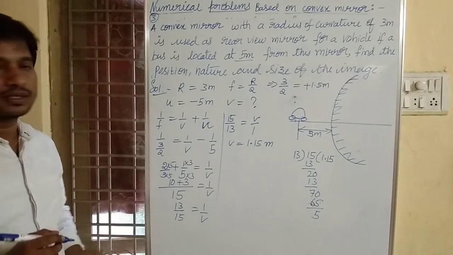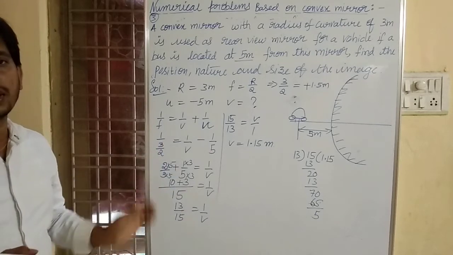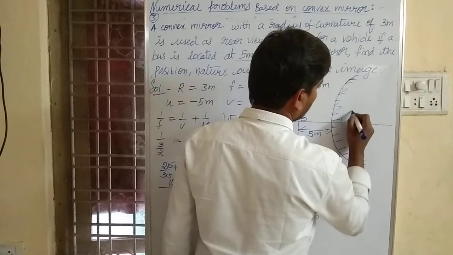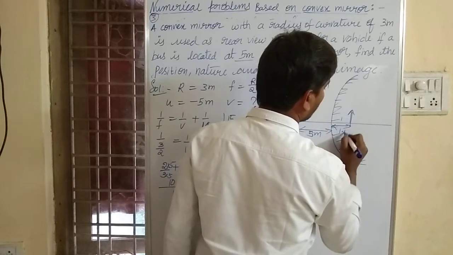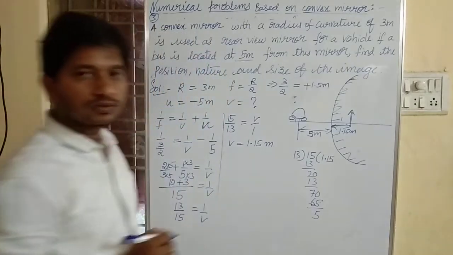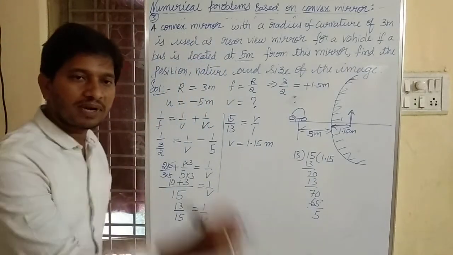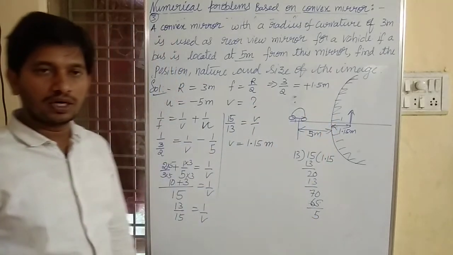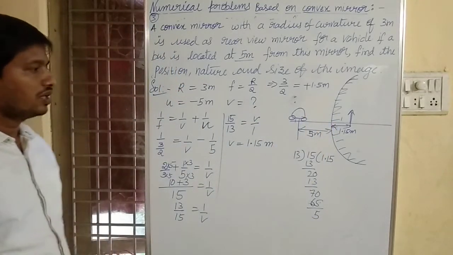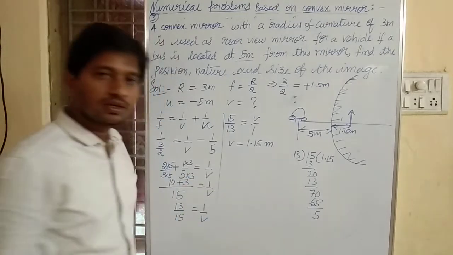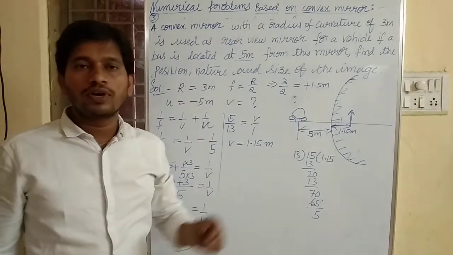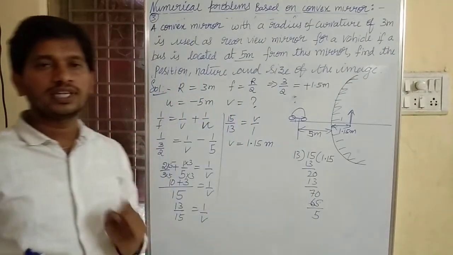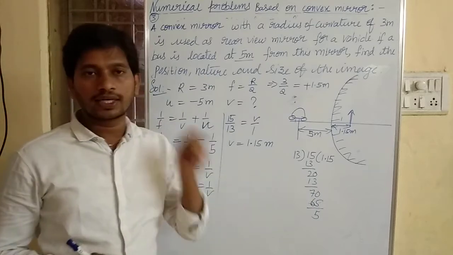So where will we get the image? We will get the image at a distance of 1.15 meters behind the mirror. Somewhere here we will get it, at a distance of 1.15 meters. So the position of the image is 1.15 meters behind the mirror. Now let us find the nature. Since this is a convex mirror, the image is virtual and erect. The nature of the image is virtual and erect.